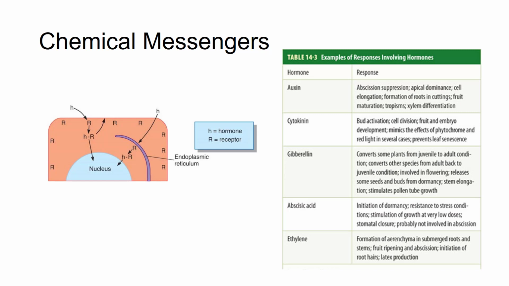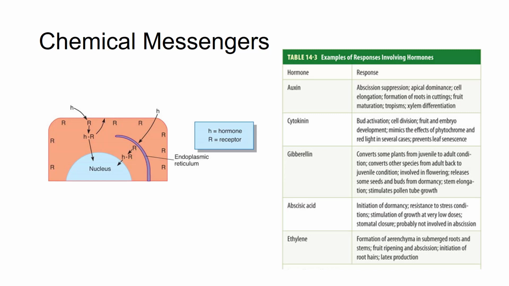Many regions that are not target regions are exposed to the hormone but do not respond because they do not have the proper receptor molecules. At the site of response, receptor molecules, usually in the plasma membrane, trigger a response when hormones bind to them. Auxin, cytokinin, gibberellin, abscisic acid, and ethylene are the best known hormones, which will be discussed later in the video.